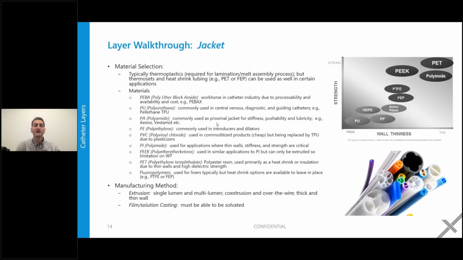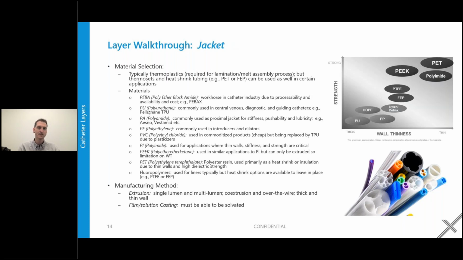So now we move on to the jacket materials. This is what finishes the structure and makes it all one. There's a lot of different materials, and a whole bunch of different reasons to use specific materials over others. There's thermoplastics and there's non-thermoplastics.